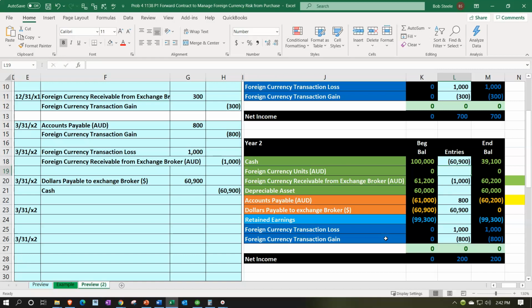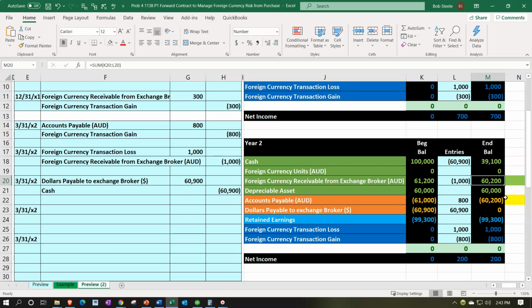Then let's say that we're going to receive this foreign currency receivable. And the reason I'm going to do this one first is because I want to receive this money in foreign currency before I do the payable. I can't really do the payable until I have foreign currency units, and either I transfer cash to get those foreign currency units, 100,000 Australian dollars, which would be equivalent to 60,200 now, or I get the 100,000 Australian units from the exchange broker and then pay off the payable. So that's what I'm going to do. I'm going to get the money from the exchange broker first and then pay off the payable.